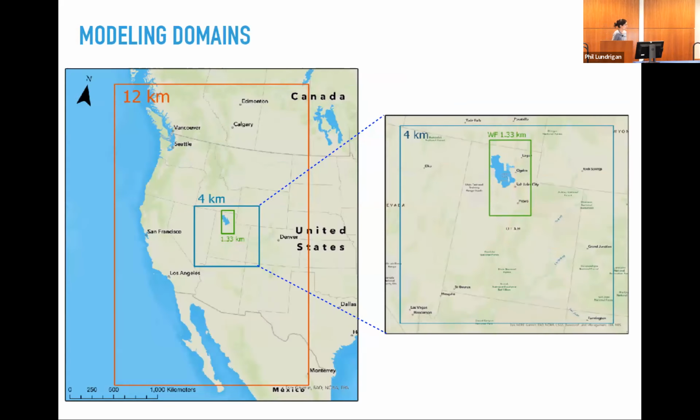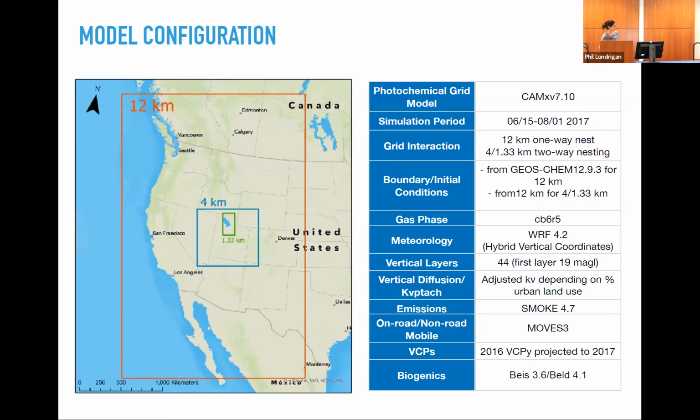So for our modeling, we considered 3 domains: a 12-kilometer domain that covers the western US, a 4-kilometer domain that covers the entire state of Utah and parts of neighboring states, and a higher resolution 1.33-kilometer domain that is focused on the non-attainment area, which is the ozone non-attainment area, which is the region of interest in this exercise.